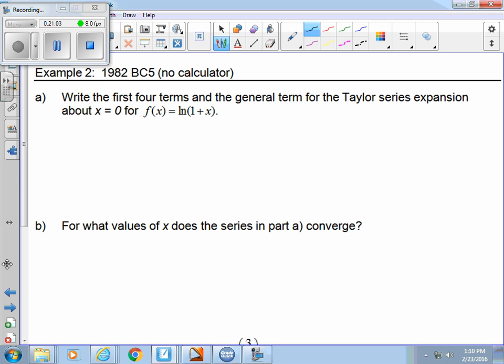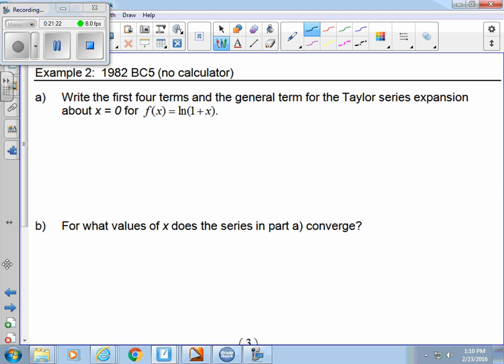So this is just another example, no new material. In fact, we'll do the Lagrange error bound tomorrow. The formula you can look up, but we'll work some problems with Lagrange error bound tomorrow. But I want to do another example.